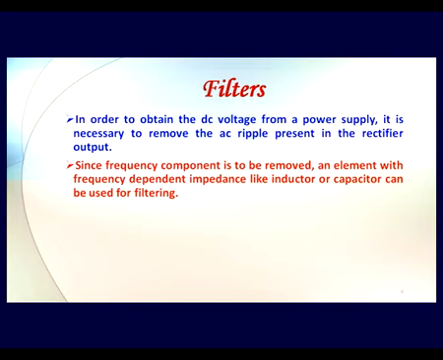So the element which we will use to remove that should have its impedance proportional to the frequency. So you remember that the elements called inductor or capacitor have impedances which are proportional to the frequency of their operation. For inductor, the impedance is j omega L, and for capacitor minus j upon omega C. Since we have these components, we can be sure that they are going to behave differently at different frequencies, and that is the thing we are going to make use of to filter out the unwanted frequency component in the output of the rectifier circuit.